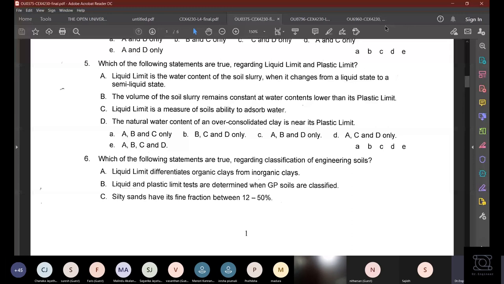So with liquid limit, that is not possible. You can't differentiate with liquid limit. With liquid limit, you can say whether it is high plasticity or low plasticity, but you can't say whether that is CH or OH or M. That part you cannot say, right? The next thing. Liquid and plastic limit tests are determined when GP soils are classified. No, GP means poorly graded gravel, right? So in that sense, that is not possible, right?